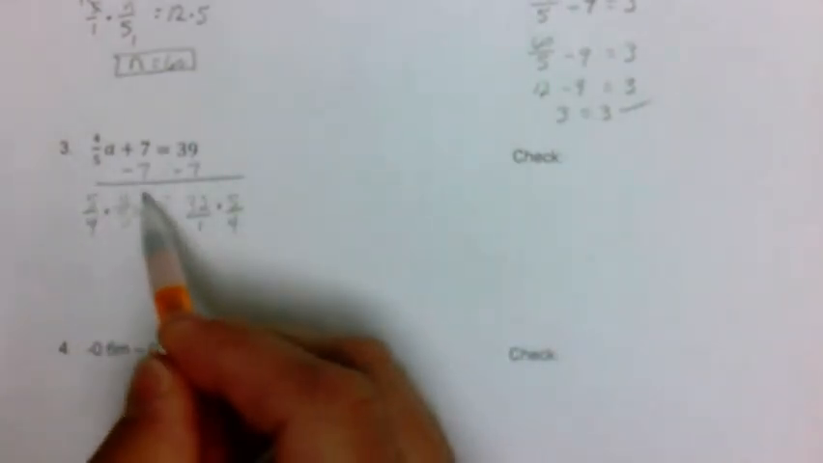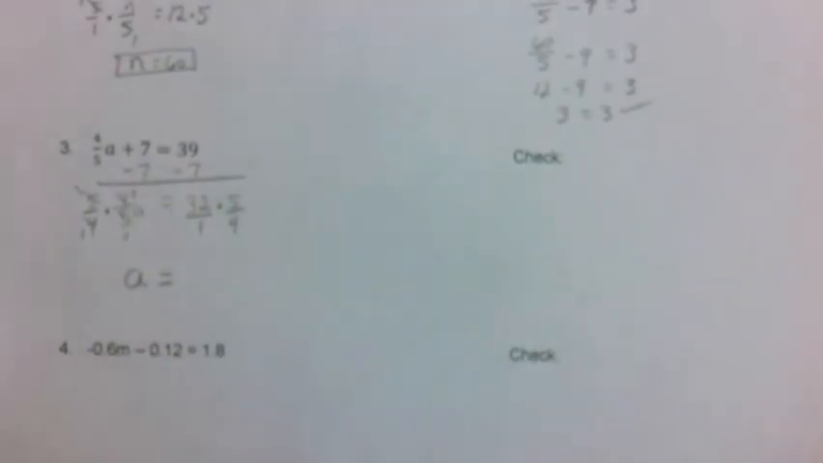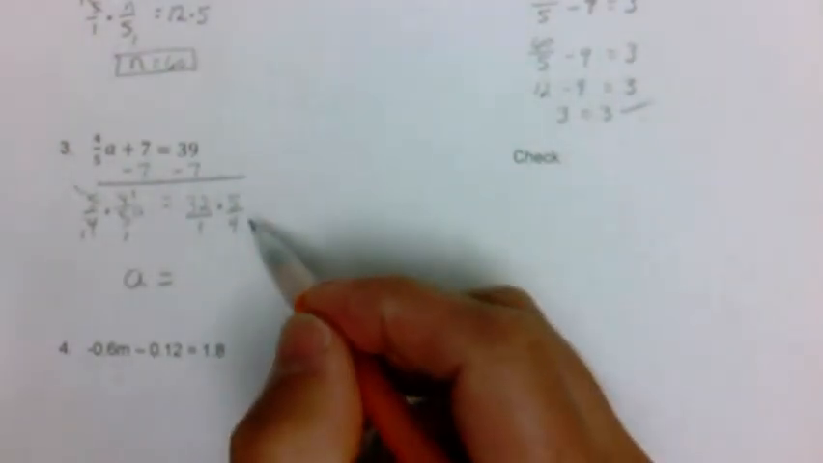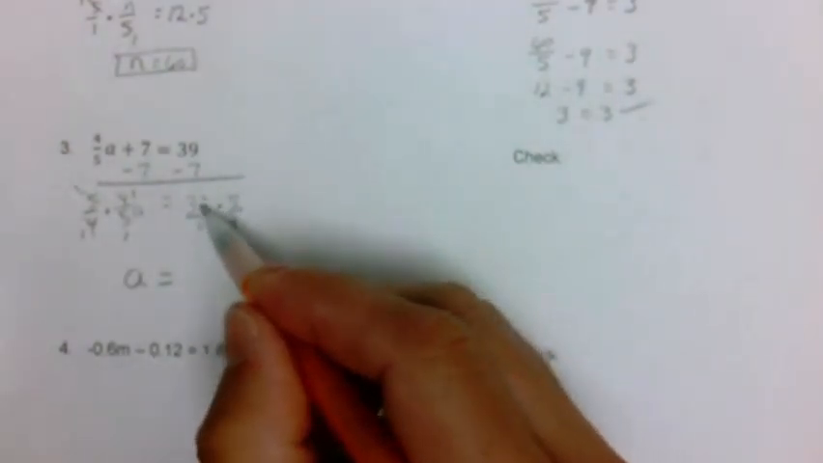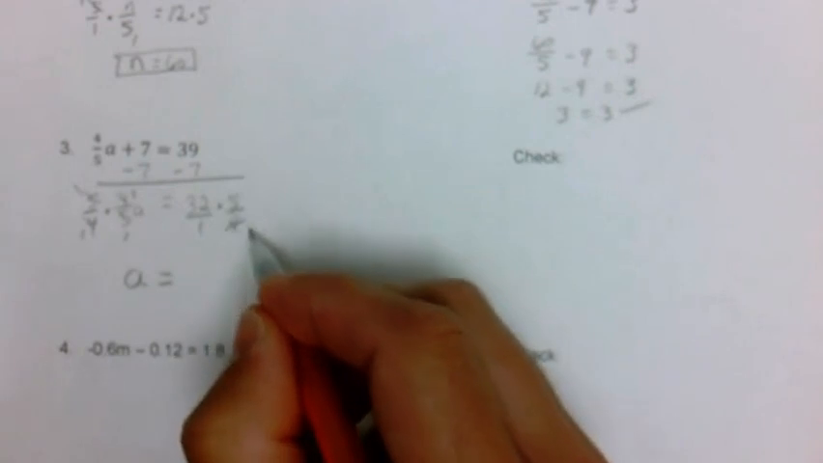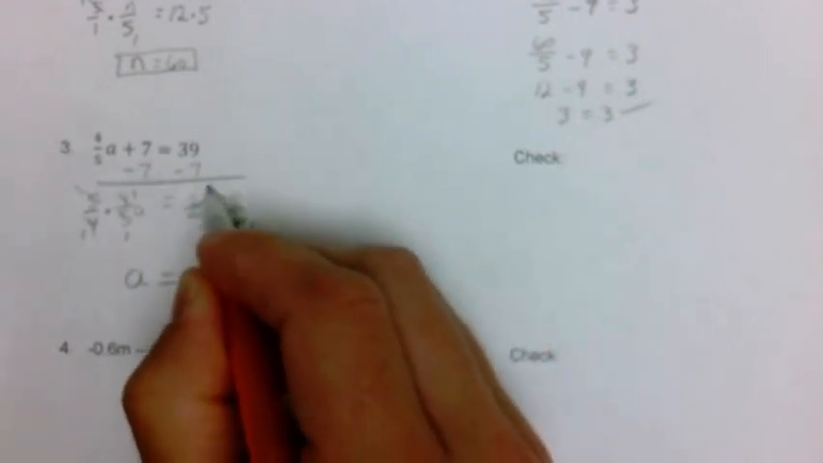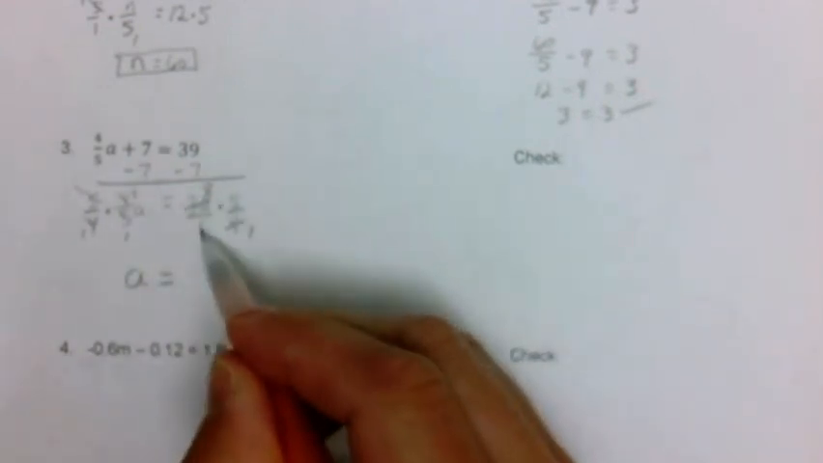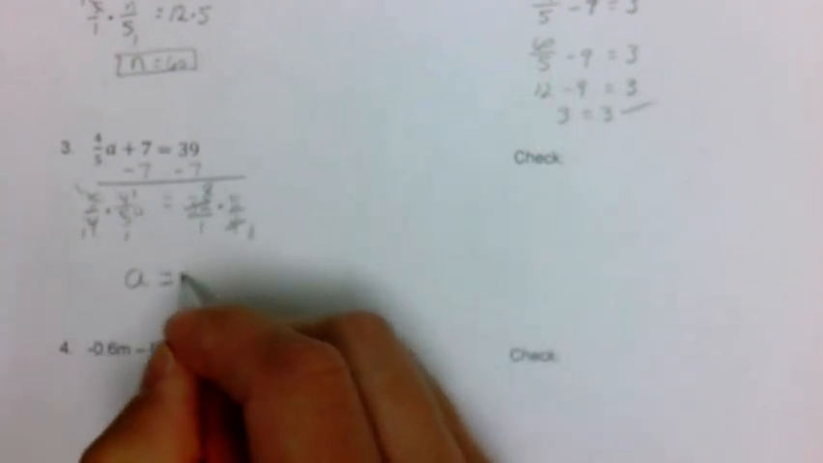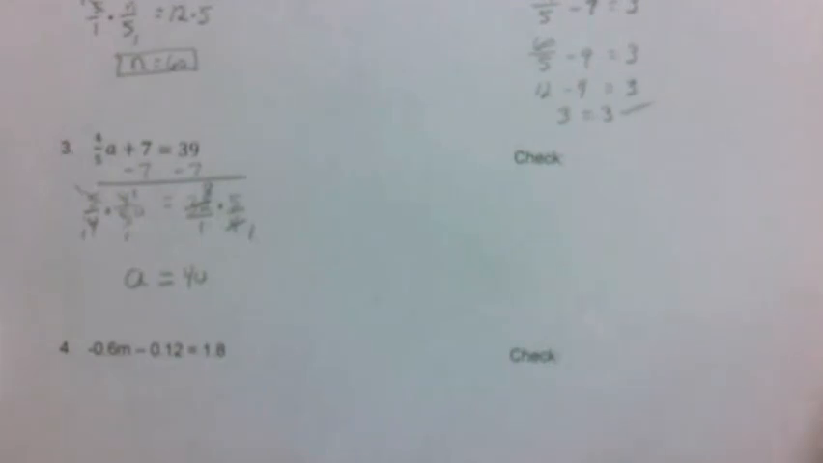Now this is really nice here on the left because 5 simplifies with 5 and 4 simplifies with 4. So all of that is just 1a, which is what we're looking for. And here on the right, well, 32 and 4 have a common factor of 4. 4 goes into itself once and into 32 8 times. 8 over 1 times 5 over 1, or 8 times 5, well, that's 40. Let's make sure with our check.